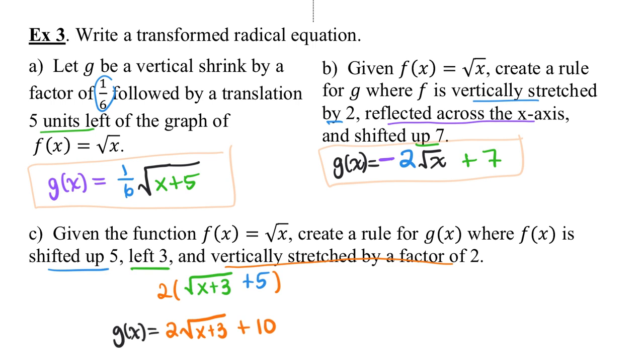Okay, let me just double check that I got everything. Given the function f of x equals root x. Yes, I have a root. Create a rule for g of x. Yes. Where f of x is shifted up 5, left 3, and then vertically stretched by 2. And so I timesed it. Yes, and then I think I got everything.